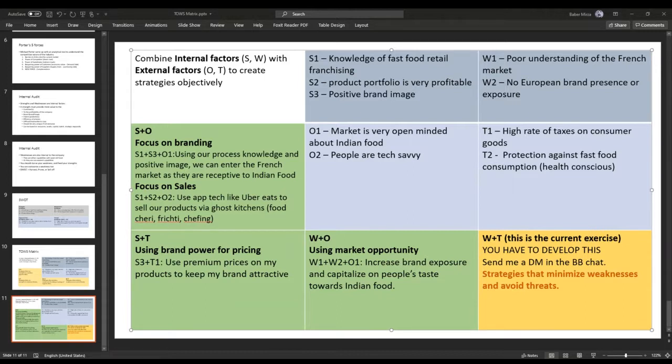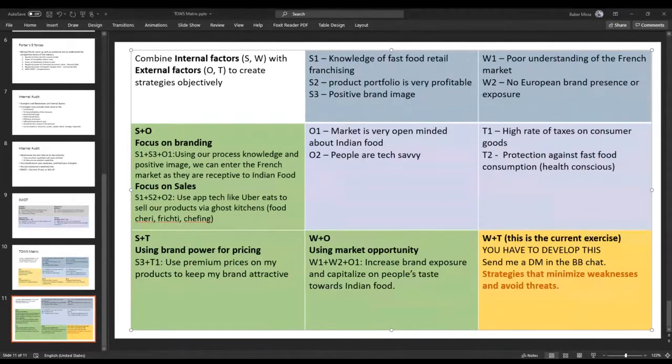I hope so. But then I can elucidate this point further when I'm building my marketing plan or my international business plan. The second one was strength 1 and 2. Strength 1 was, once again, knowledge of fast food retail franchising, that's process, and my product portfolio is very profitable. Combined with opportunity 2, people are very tech savvy. So I can use app technology like Uber Eats to sell my product, while Ghost Kitchens like Food Cherry, Fristy, and Chefing. Okay, this could be an idea too.